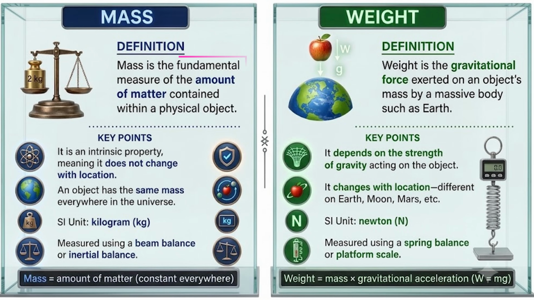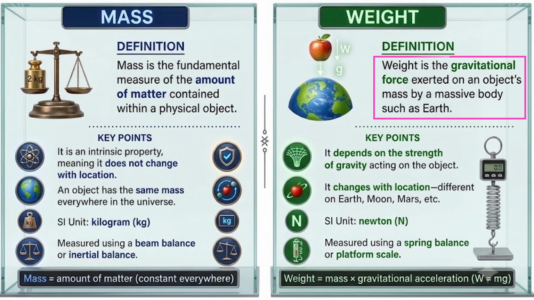Mass is the fundamental measure of the amount of matter contained within an object. It is an intrinsic property, so it does not change with location. Whether on Earth, the Moon, or Mars, an object's mass remains the same.